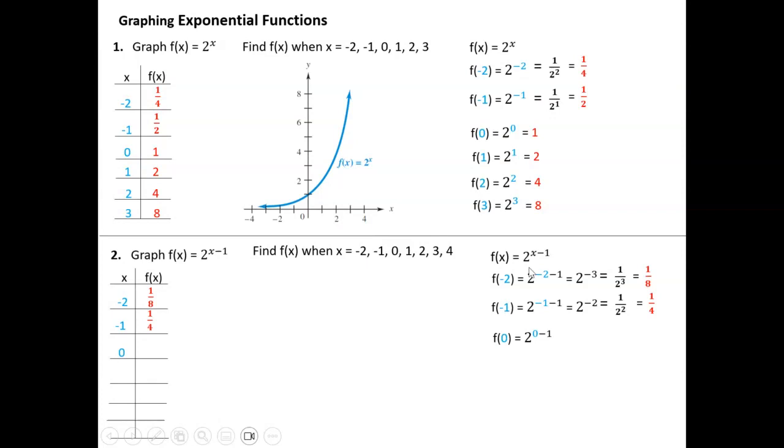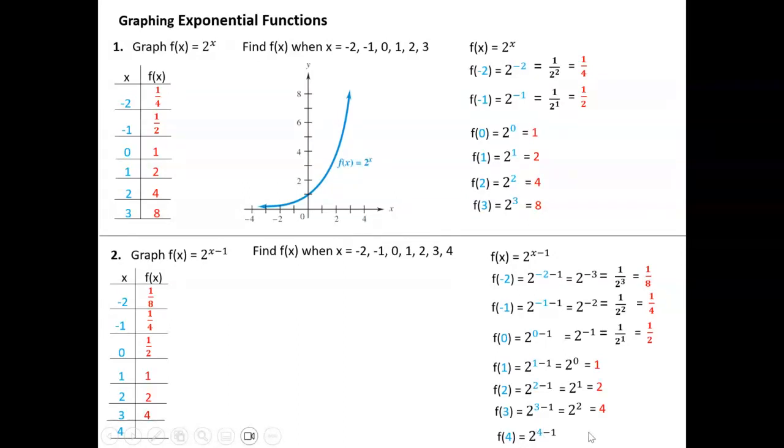When it's 0, it'll be 2 to the 0 minus 1, which gives us 2 to the negative first power, which is 1/2. When it's 1, 2 to the 1 minus 1 gives us 2 to the 0 power, which is 1. When it's 2, it will be 2 to the second power minus 1, which gives us 2 to the first power, which is 2. When it's 3, it will be 2 to the power of 3 minus 1, which gives us 2 squared, which is 4. And finally, when it's 4, it will be 2 to the power of 4 minus 1, which gives us 2 to the third power, which is 8.